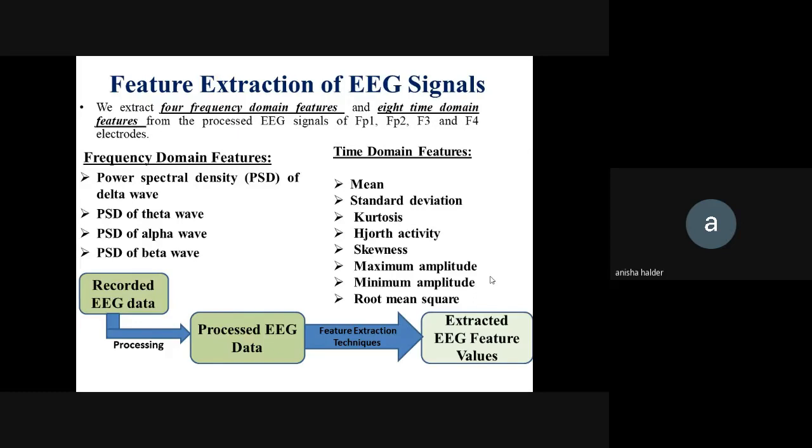And for the time domain features, we have taken mean, standard deviation, kurtosis, Hjorth mobility and Hjorth complexity parameters, the other parameters, the skewness, the amplitude, and the RMS, root mean square values. These are the EEG features. We extract 4 frequency domain features and 8 time domain features from the processed EEG signals of the FP1, FP2, F3, and F4 electrodes. Recorded EEG data, then processing, then processed EEG data, then extracted EEG feature values.